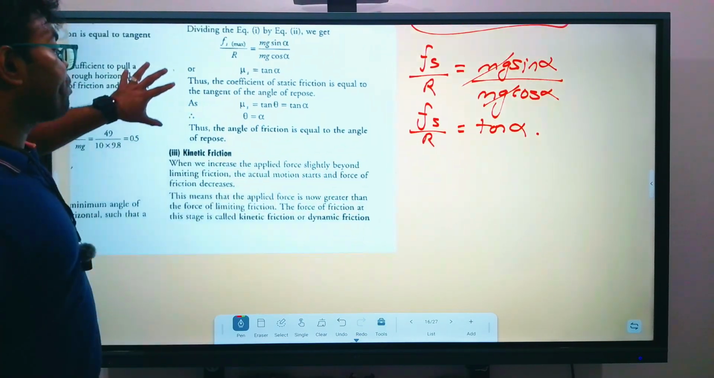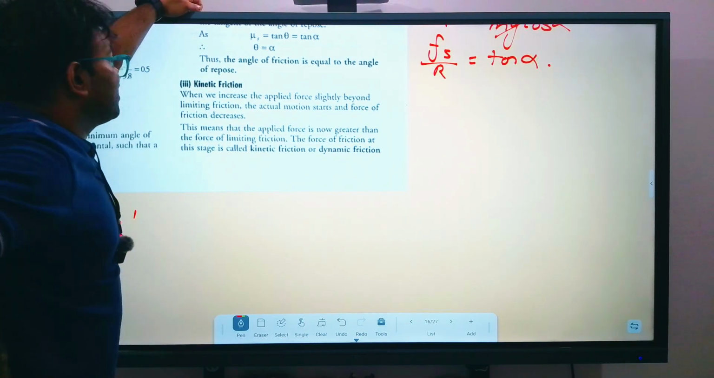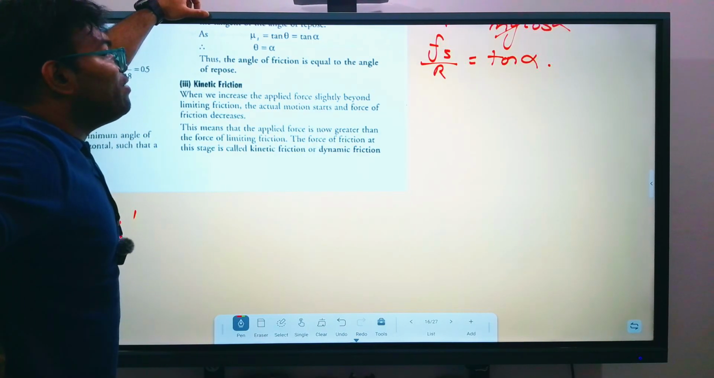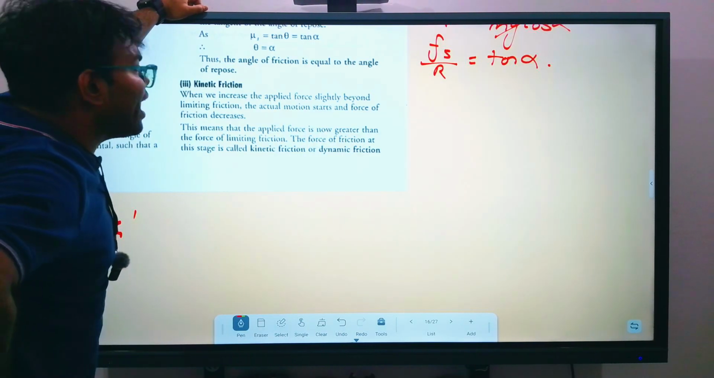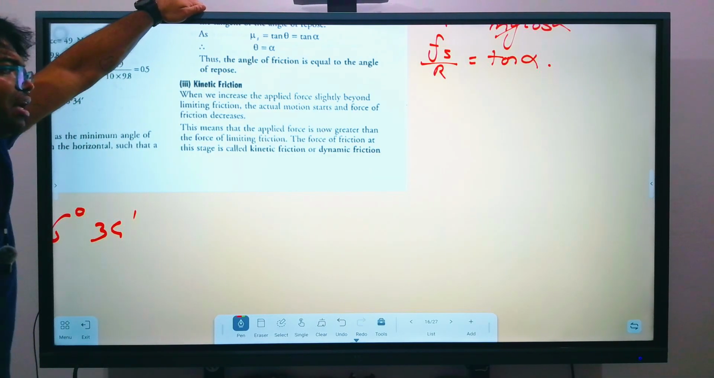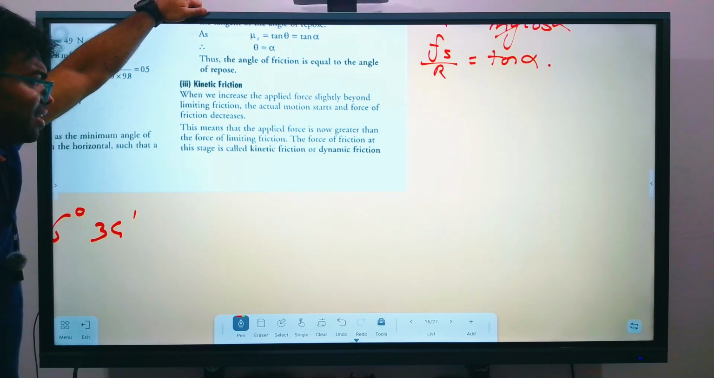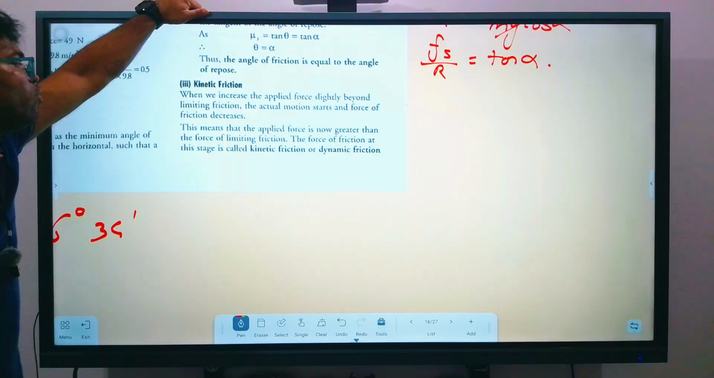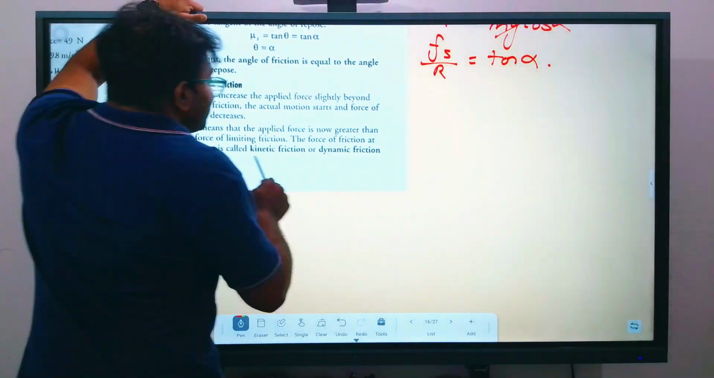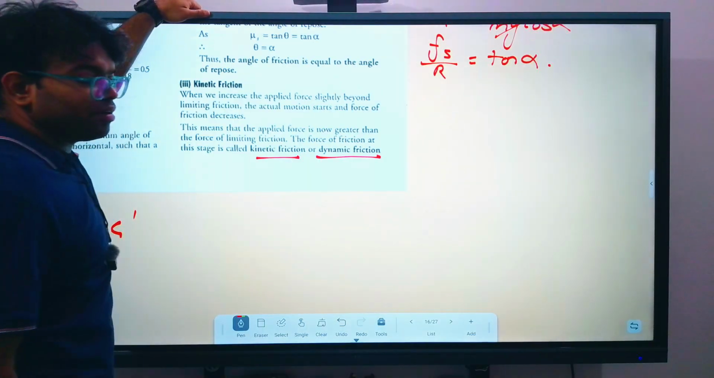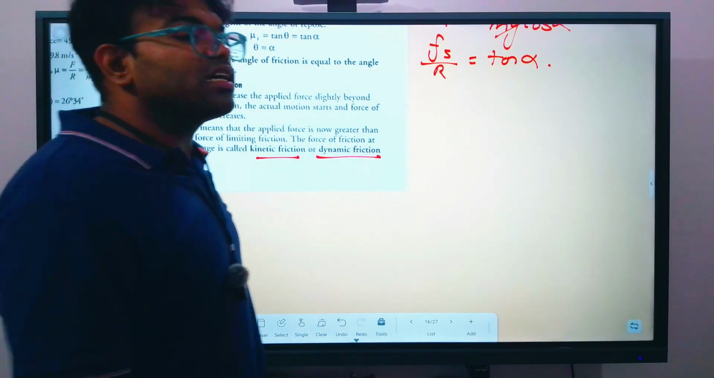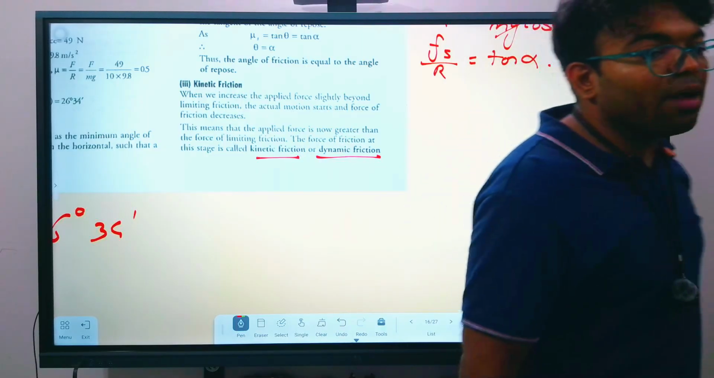Now, the kinetic friction. When we increase the applied force slightly beyond the limiting friction, the actual motion starts and the force of friction decreases. This means that the applied force is now greater than the force of the limiting friction. The force of friction at this stage is called the kinetic friction or dynamic friction.